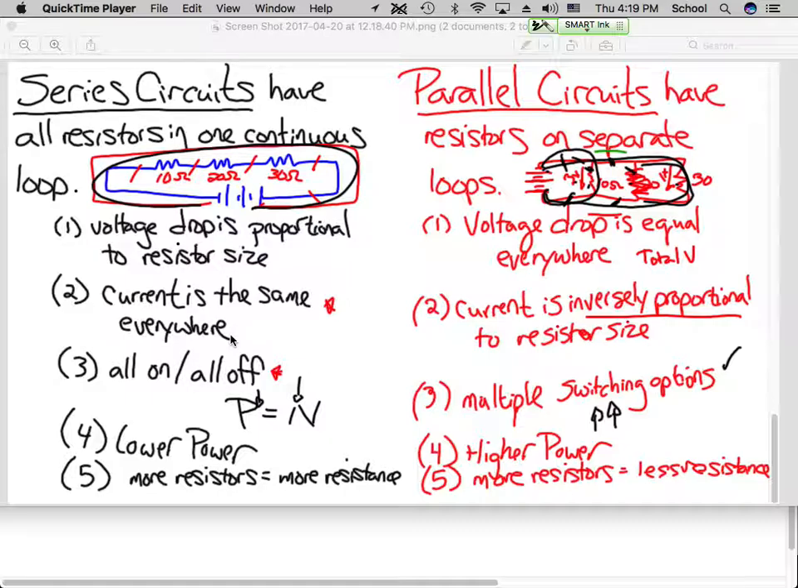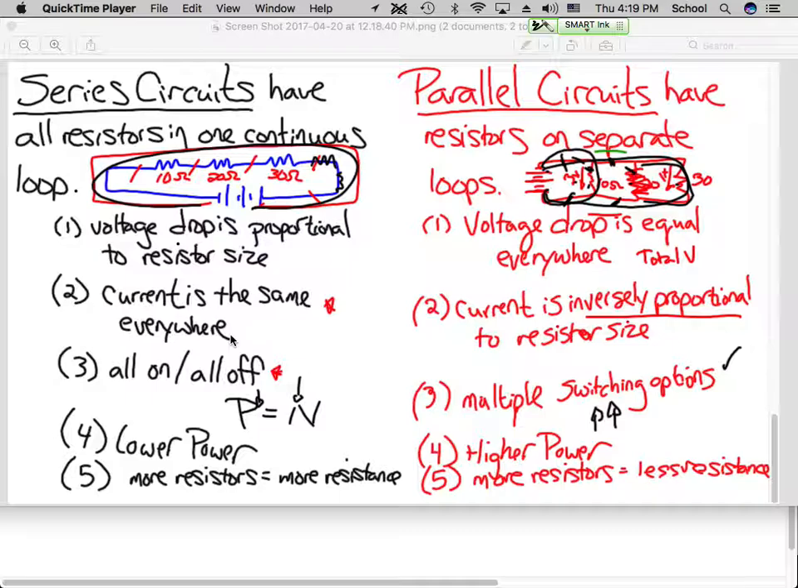The last part, number 5, more resistors is more resistance. So if I add an extra resistor here or another 2 resistors here, what's going to happen is now I have to push through more things. If I push through more things, then obviously the overall resistance is going to go up, which means the current is going to go down. That's pretty straightforward. Nobody has trouble with the series circuit part.